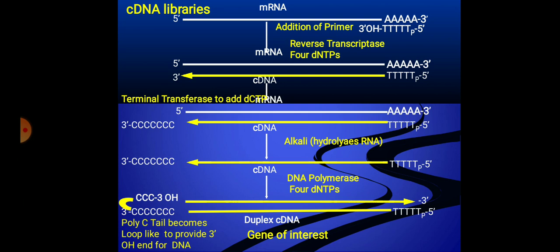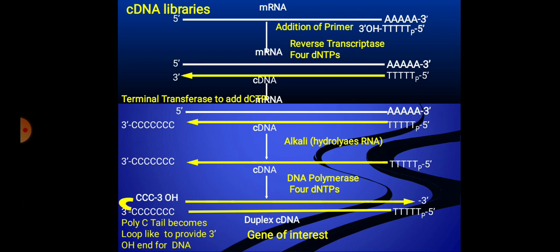This is the summary of cDNA technology. mRNA is eluted by northern blot to the 3' end, which has the poly A tail. The poly T primer is added by the primase, providing a 3' free OH end to the reverse transcriptase. Reverse transcriptase synthesizes a DNA strand on the mRNA, mRNA acting like a template to synthesize single-stranded DNA, that is called cDNA.